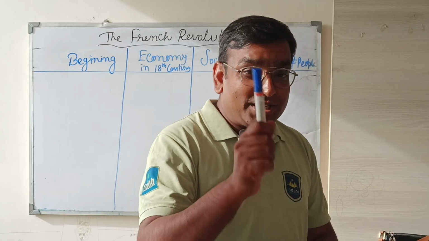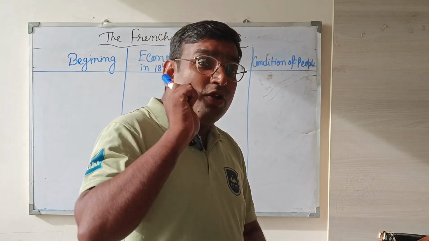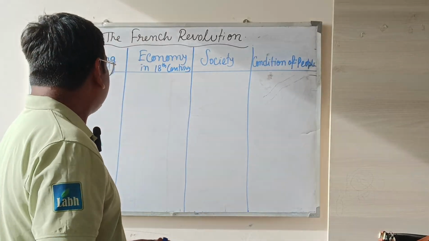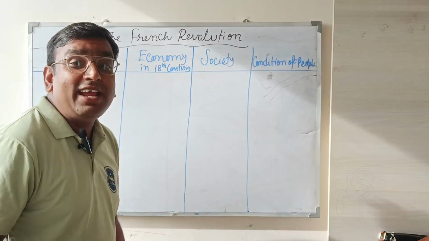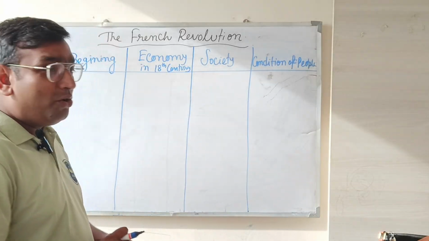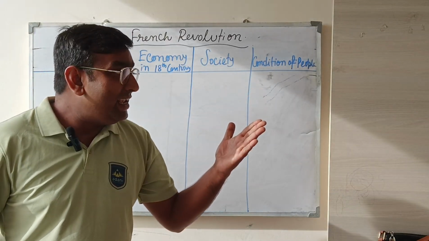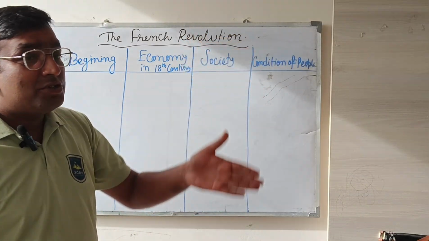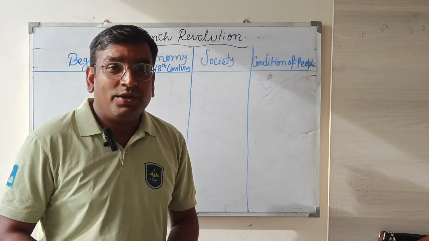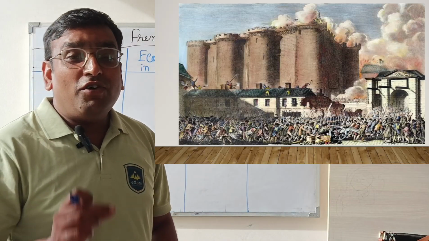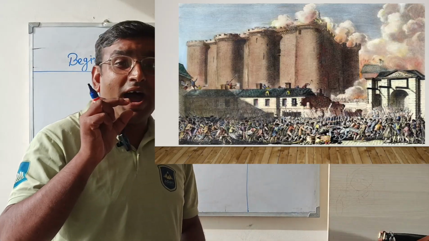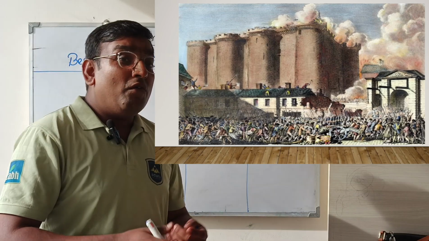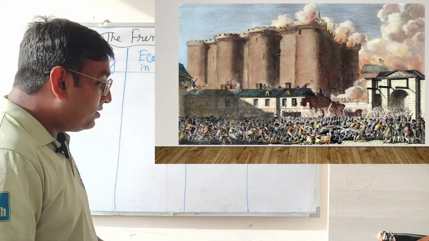Don't drag the video, just keep listening. There will be a lot of interesting things that will come to your knowledge. First, the beginning of the French Revolution. On my left, you can see the slide: the storming of the Bastille. The storming of the Bastille was first symbolized as the mark of the French Revolution. Why was the Bastille stormed?